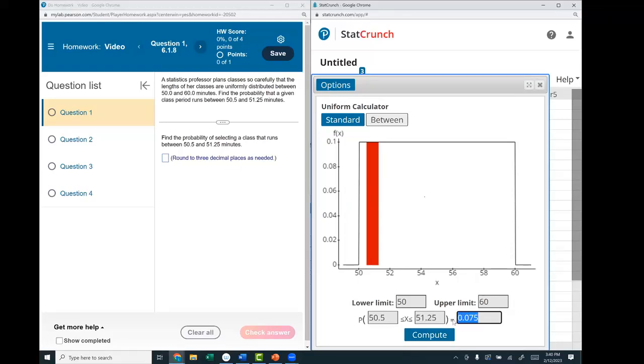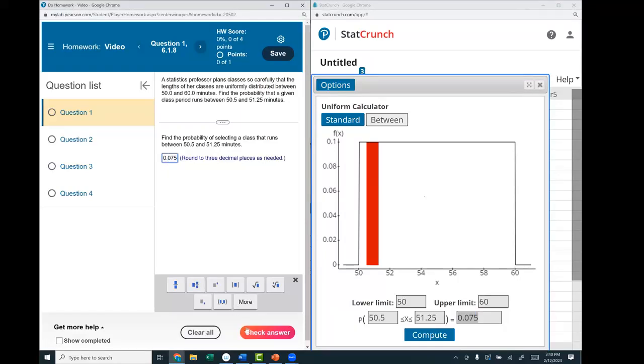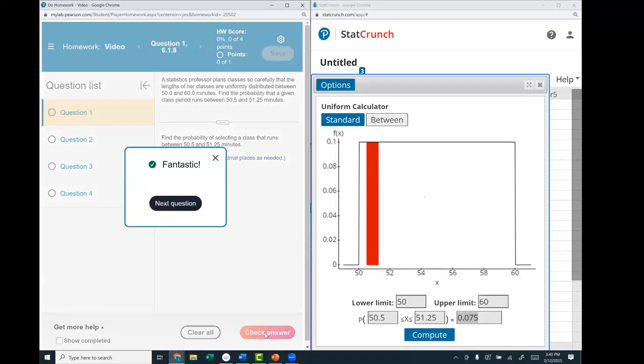It says round to 3 decimals. That's what I have. Let's copy and paste and check our answer. Perfect. Okay, not too bad, right?